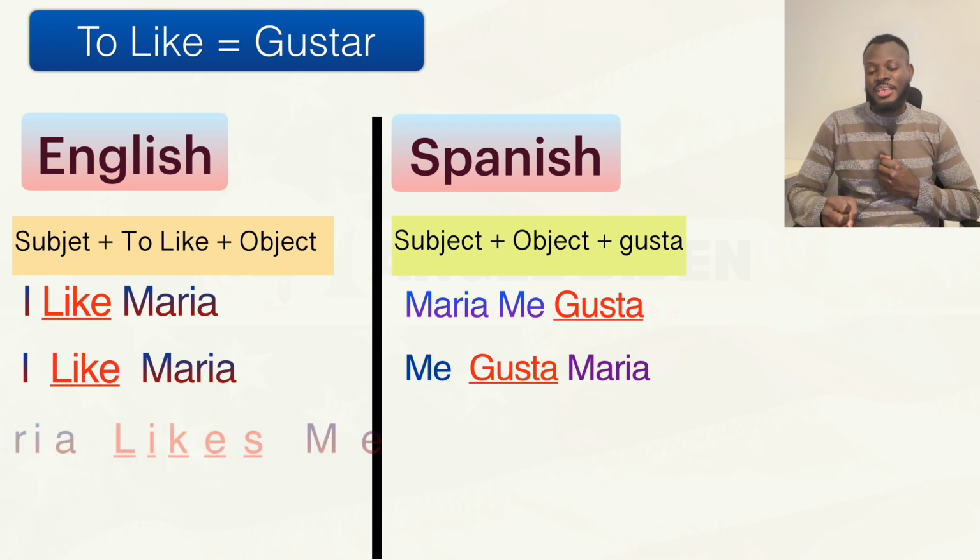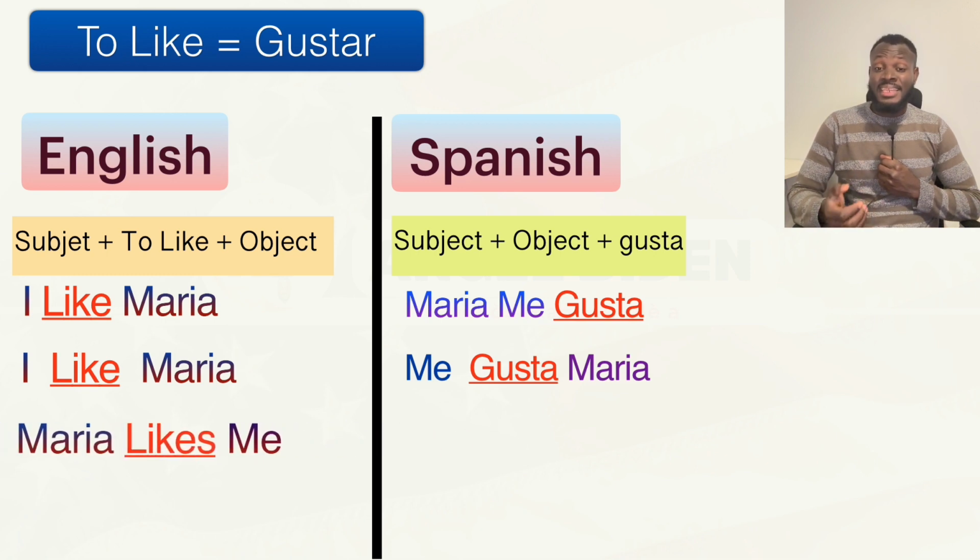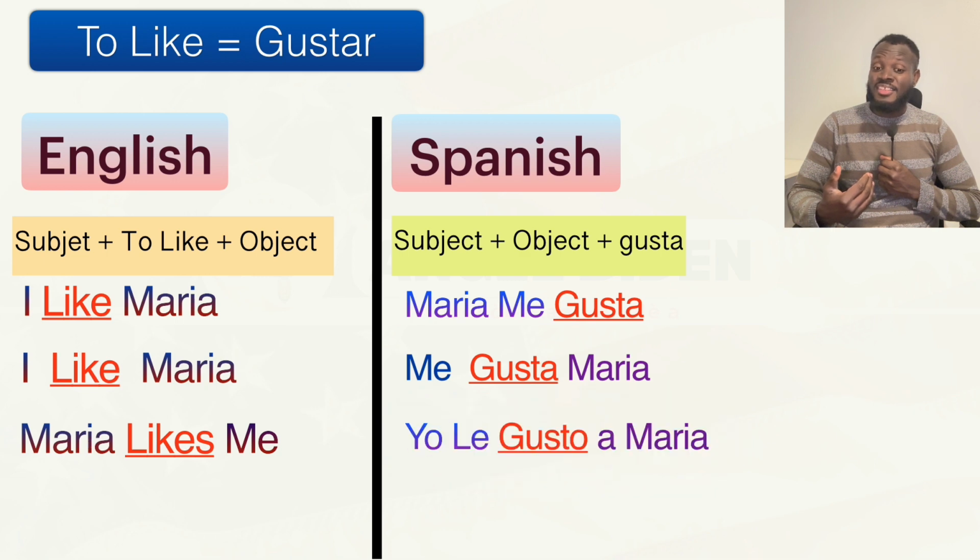Maria's going to be the subject in English now. Maria likes me. So, me is going to be the subject right now, right? It's going to be, yo le gusto a Maria. In this occasion, Maria is going to have that particle a, which is a preposition. Since Maria is going to be the object there, then you have to put that preposition there. Yo le gusto a María.